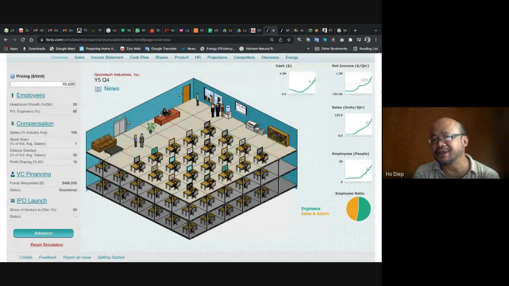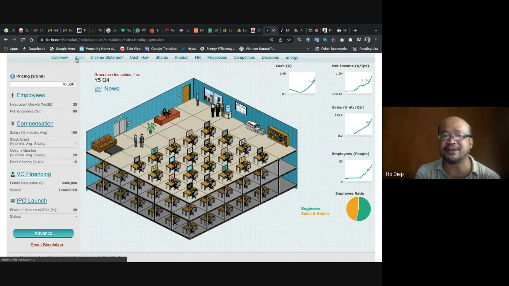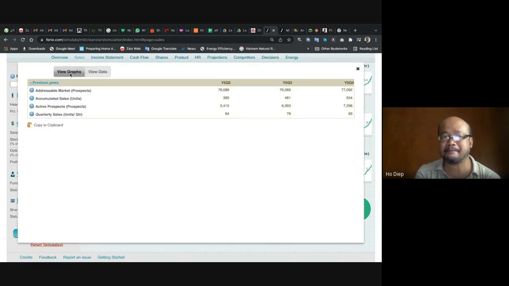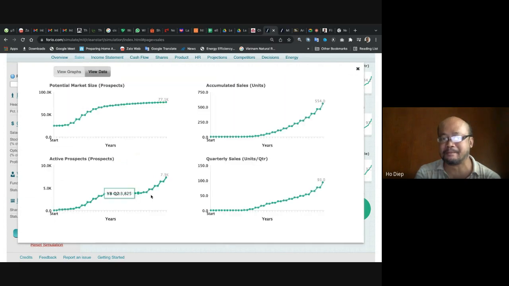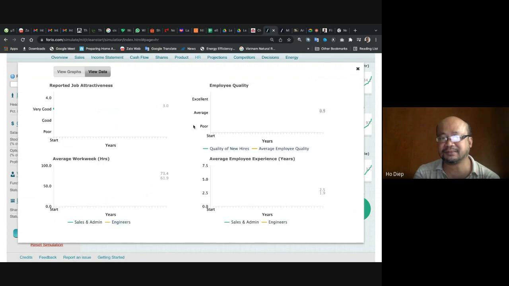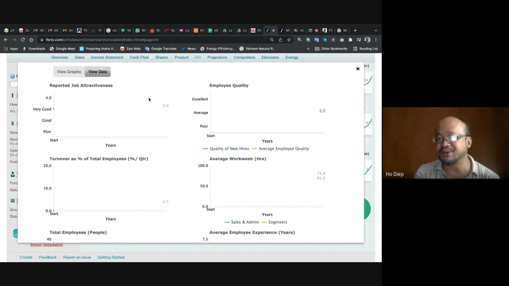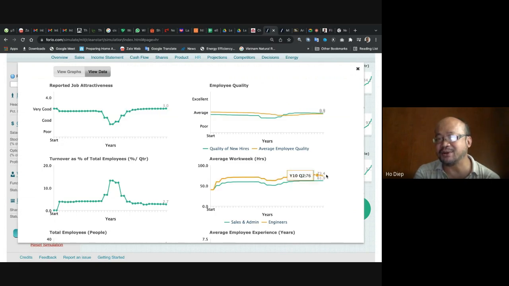Our net income is still increasing. Number of employees still increasing, which is good. Maybe we need to increase the number of employees as well. Our sales is still increasing. Let's check on our sales prospects. We're still growing faster than the market, which is good. Our human resource situation is still good. Engineer hours working is reducing, which is good. Number of employees lost, not that many, which is still good, looking good.